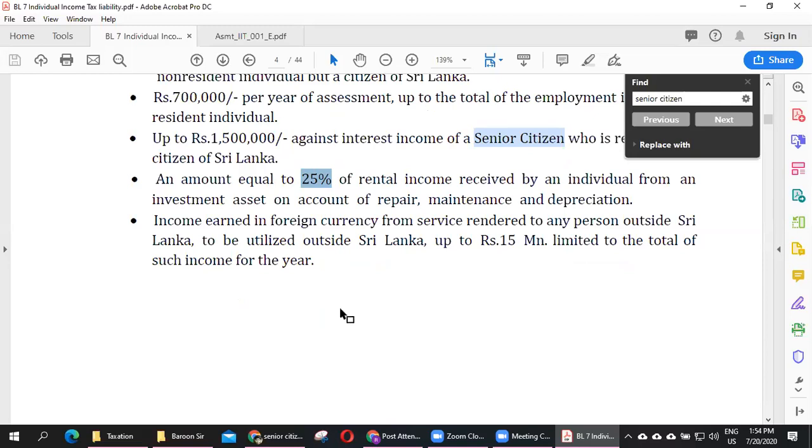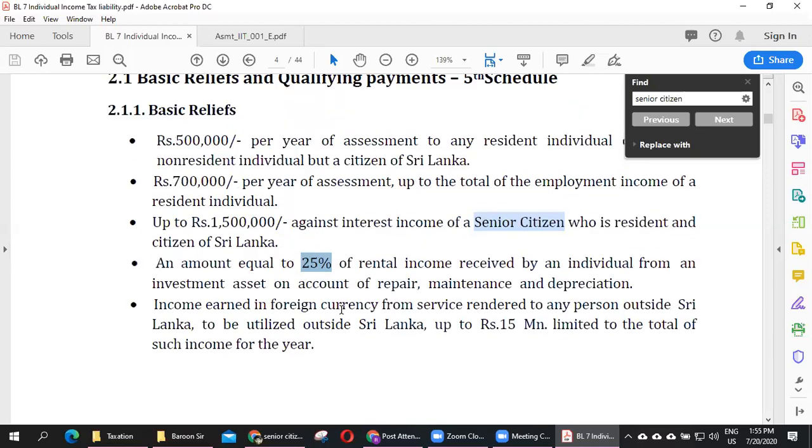Then income earned in foreign currency from services rendered to any person outside Sri Lanka or to be utilized outside Sri Lanka, up to 15 million, limited to the total of such income for the year. So if you are providing any services for tourists, and you have received income in non-rupees, meaning in terms of dollar, yen, or whatsoever foreign currencies, then up to 15 million, you no need to pay tax. 15 million, right?